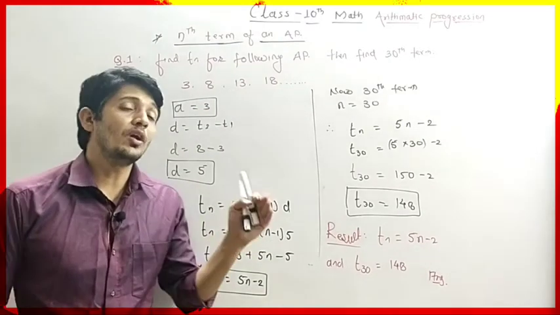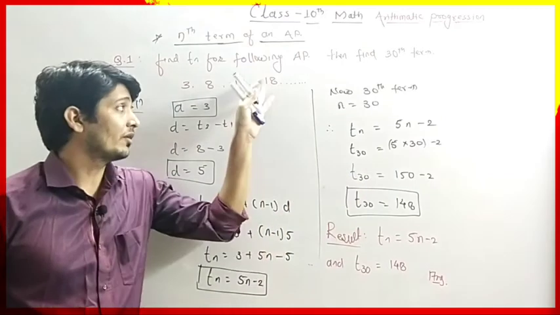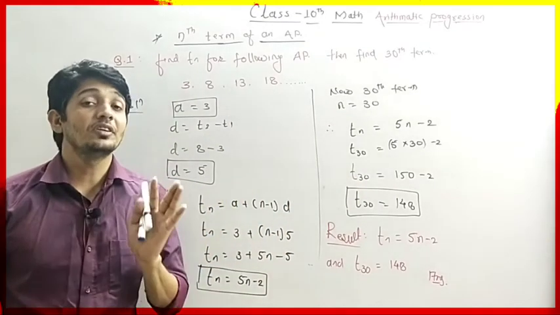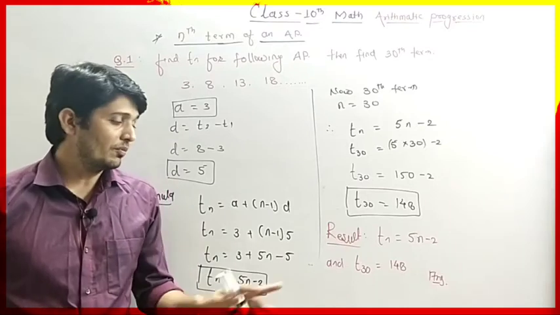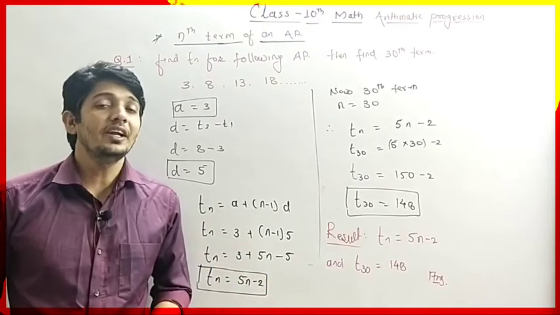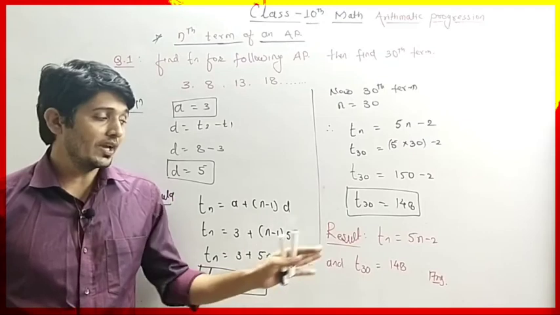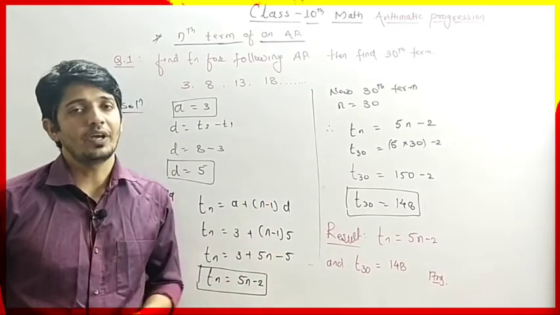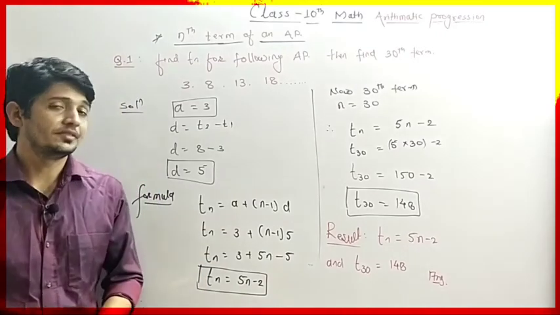Otherwise, if every time we add the common difference again and again, we would have to operate 30 times. But by using this formula, we can directly derive the 30th term. We can derive any term of this arithmetic progression. Okay, so write down this part.